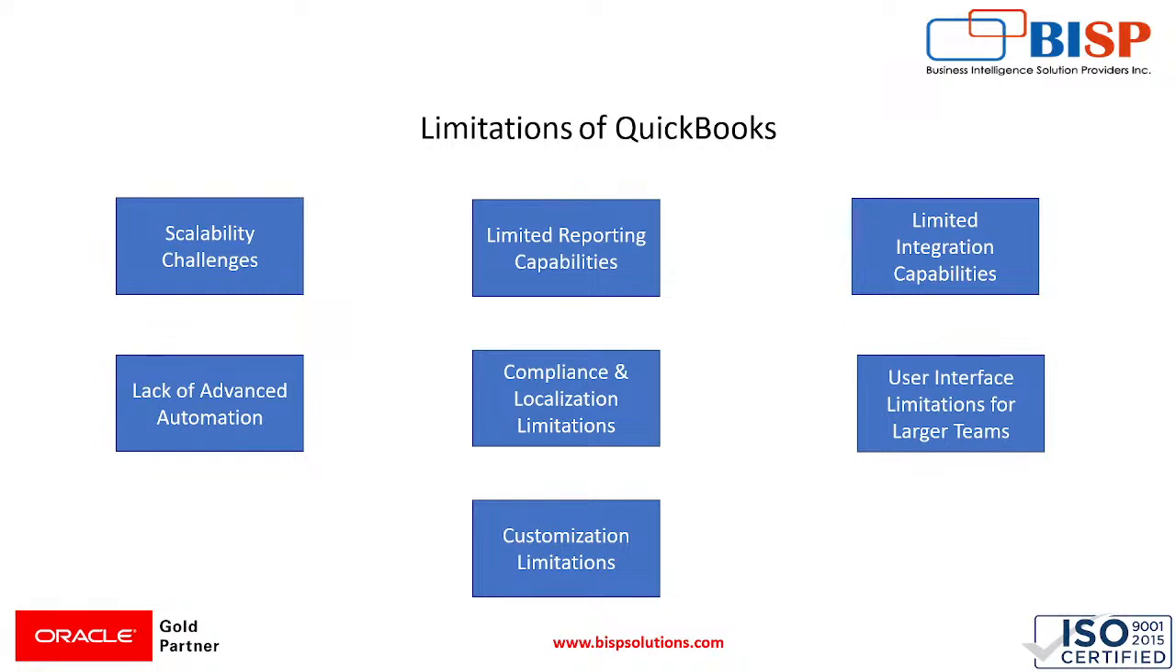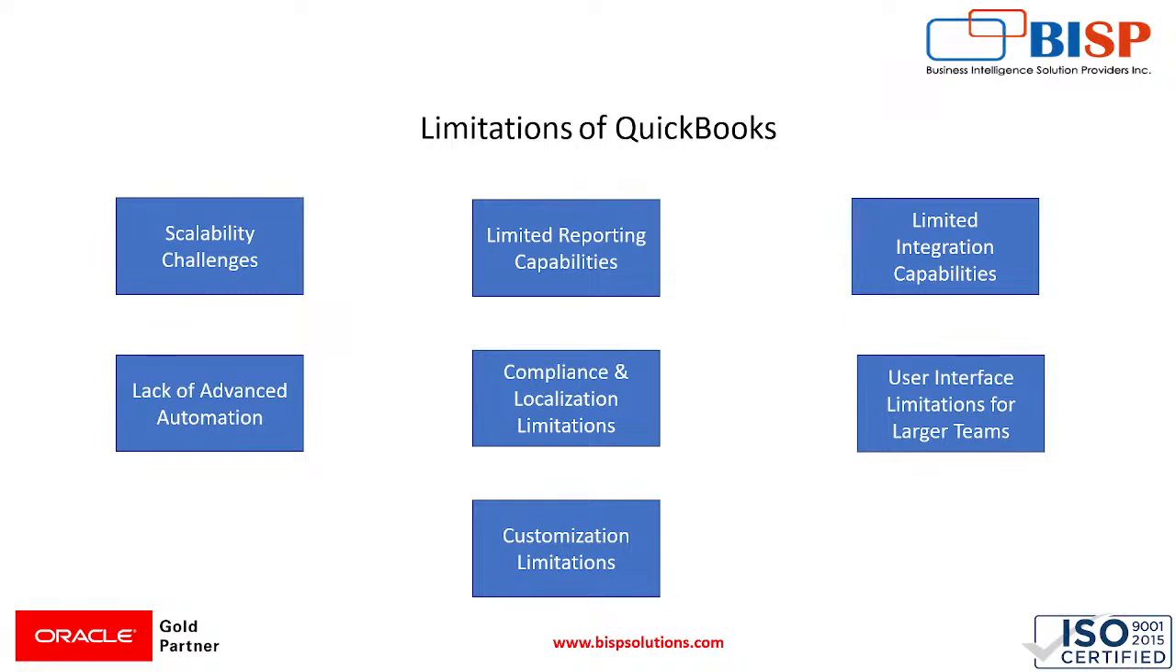Again, the next thing is compliance and localization limitations. Compliance and localization limitations are also there. QuickBooks can handle some tax rules or multi-currency operations, but it lacks support for global compliance. It cannot support multiple tax features. But Oracle Fusion serves multinational businesses, so it can handle more complex, comprehensive support of tax rules and multi-currency operations. Then comes the customization limitation.